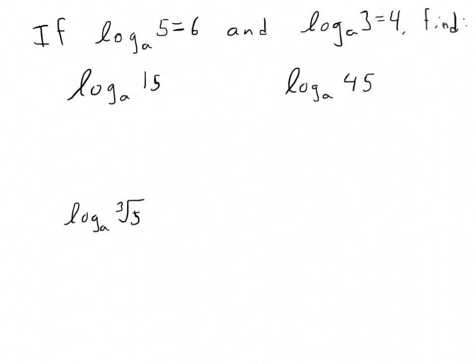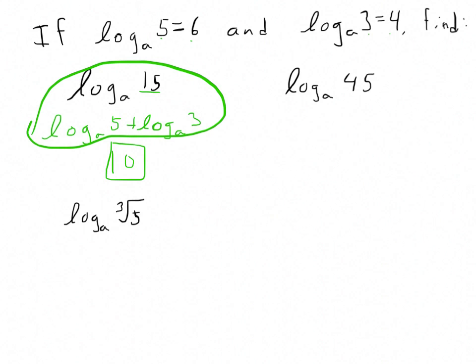How can the properties of logarithms help us get from the log of 5 and the log of 3 to the log of 15? Well, because 15 is 5 times 3, this will be the log base a of 5 plus the log base a of 3. And because we know these are 6 and 4, this log is 10. This first step is really just me using that first property of logarithms and breaking that 15 down into 5 and 3.